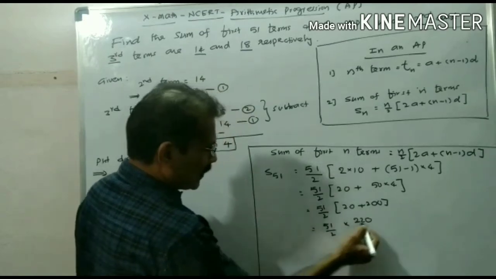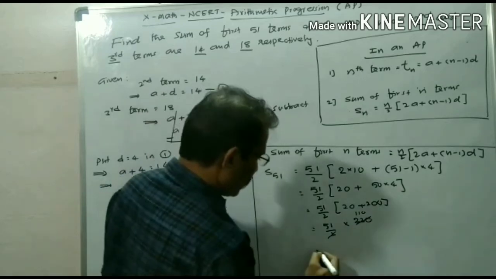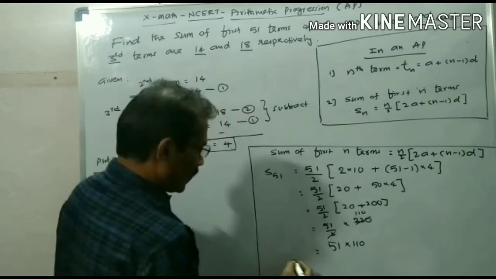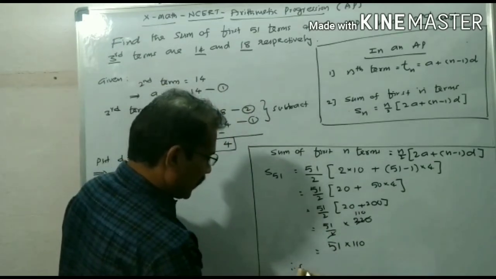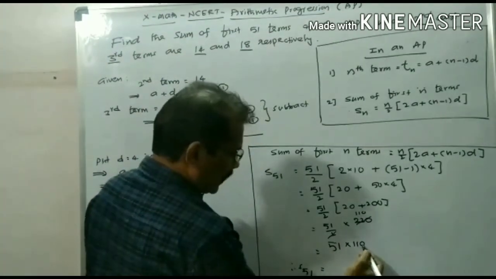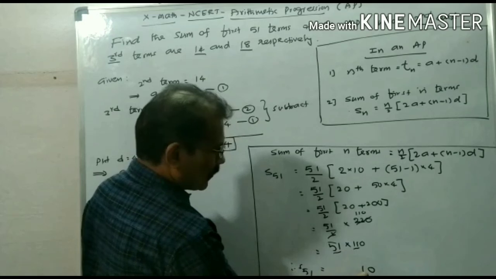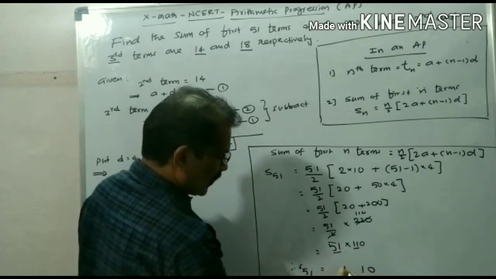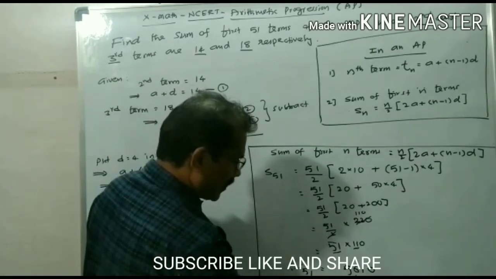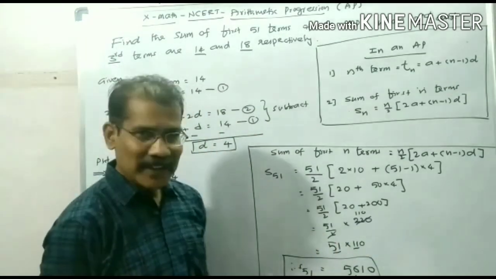Then do some simplification. Here this is divisible by 2, 2 ones are 2, and 0. It is 51 into 110. Therefore, the sum of first 51 terms is equal to, just multiply these two. First I am writing the 0 as it is, then multiply 11 and 51. 11 ones are 11. 1 in mind, 11 5s are 55 plus 1, 56. So the sum of first 51 terms is 5610 of the AP. I hope you understand. So thank you for watching the video.